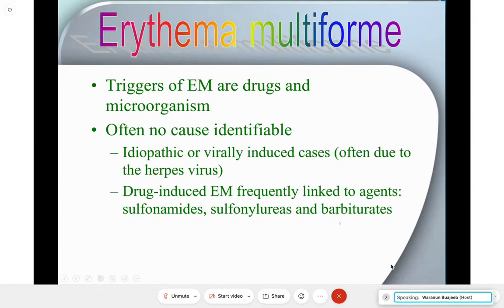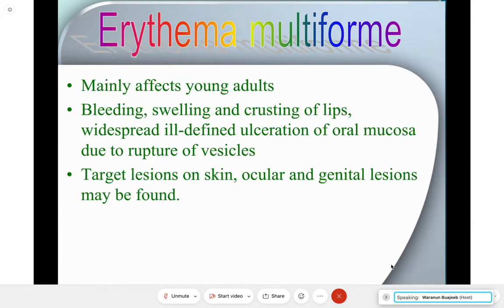So you need to ask the patient about any medication taken recently or any infection, like herpes simplex virus infection 2 weeks ago or not, because some erythema multiforme may be related to herpes simplex virus. Normally, erythema multiforme affects young adults, causing bleeding, swelling, and crusting of the lips. This is quite common.